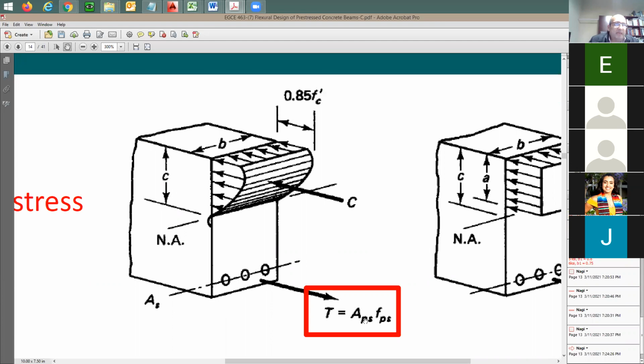In the past, we used to say F sub Y. This is going to be the stress to be used in the steel. We assume that the steel is yielding, and then we use F sub Y. In our case here, we're going to be using FPS.